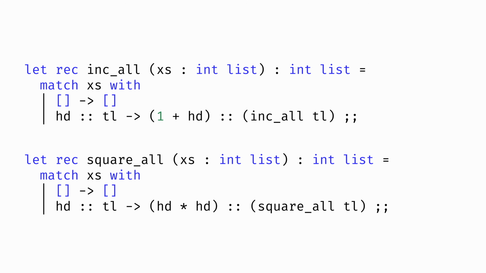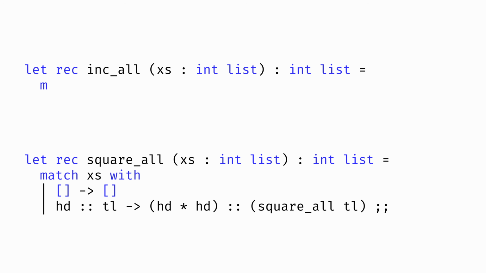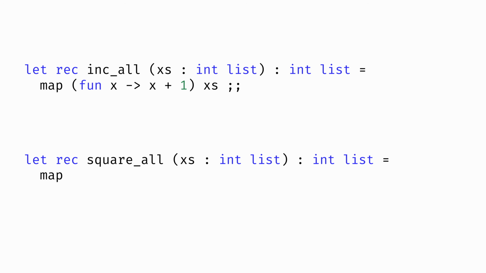Let's go back to our original definitions for these two functions. Using our new map abstraction, we can simplify these definitions considerably. To increase all the elements of a list by 1, we just map a function that adds 1 over the list of elements. To square all the elements of a list, we just map a function that squares a number over the list of elements. We've made our code much simpler by identifying the underlying identity between these two functions, mapping over a list of elements, and factoring it out into its own abstraction.